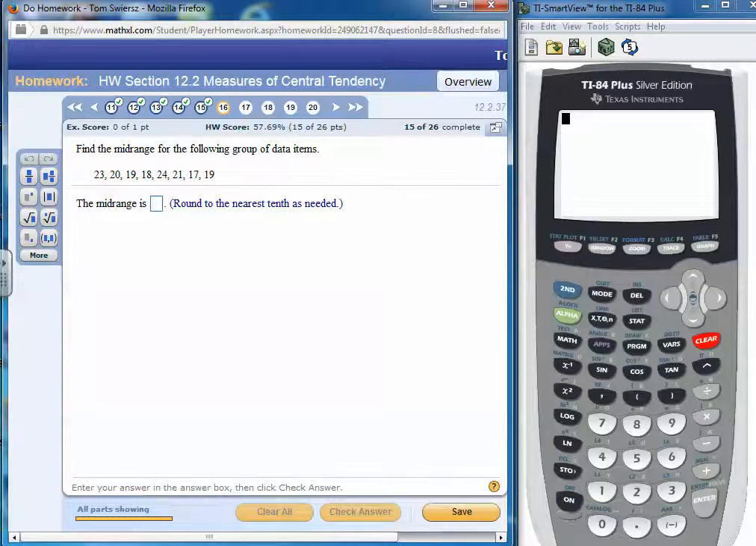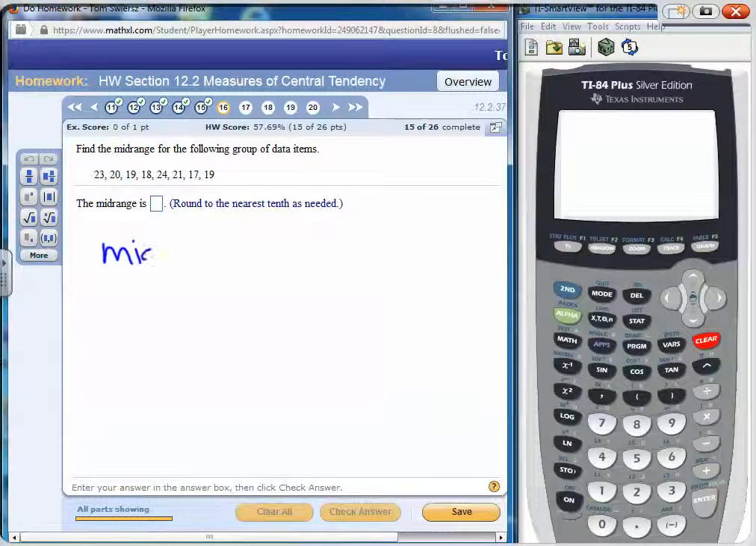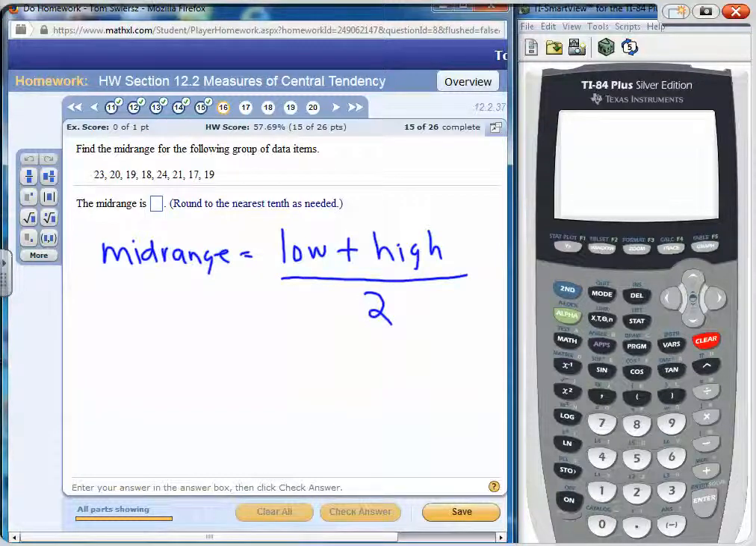Okay, the mid-range, the last measure of central tendency. Mean, median, mode, we just did mode, now mid-range. The definition is the lowest score plus the highest score, get your answer, then divide by 2. Notice they are usually not in order, so take your time and make sure you actually get the lowest and the highest score. The scores are 23, 20, 19, 18, 24, 21, 17, 19.